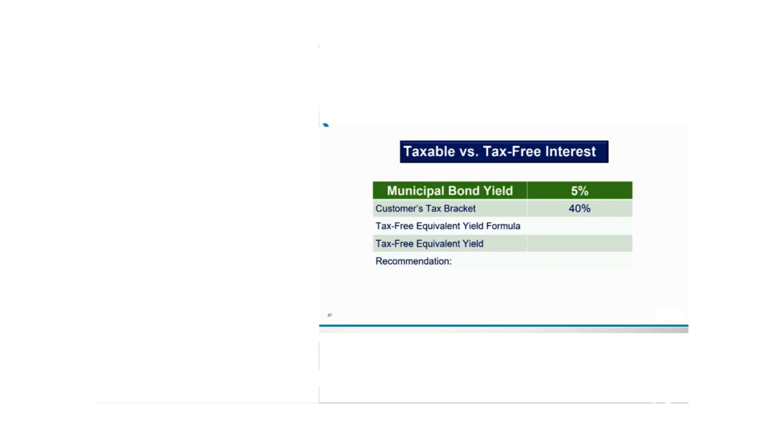Now, the last example showed you how to take a taxable corporate bond and figure out what the tax-free equivalent yield would be. In this example, I'm going to show you how to do it the other direction and take a tax-free municipal bond and show what its taxable equivalent would be.